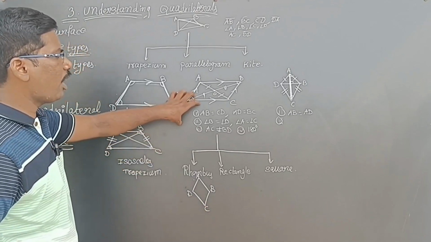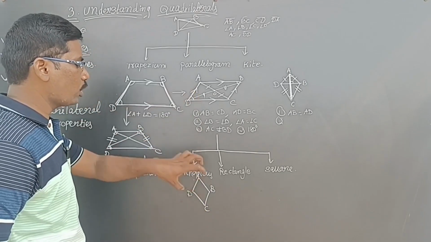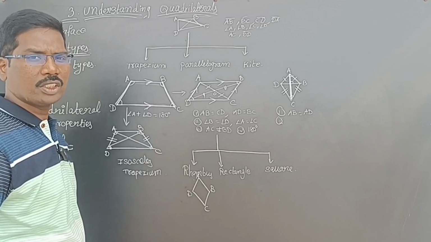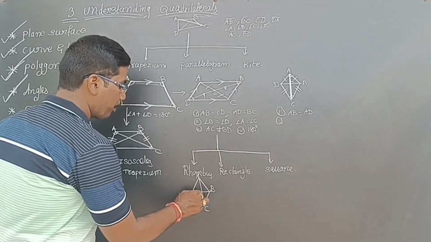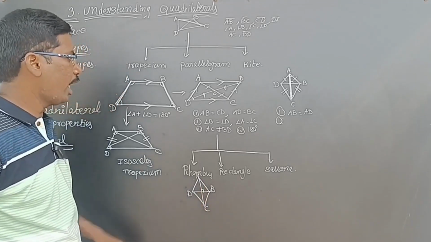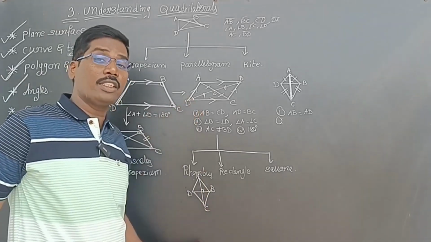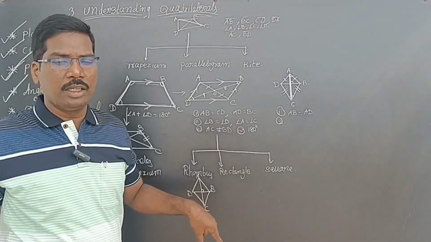What are the properties of a parallelogram? The same things, the rhombus will also satisfy. But the extra property is that all sides are equal. In a parallelogram, diagonals are only bisecting, but here the diagonals are perpendicularly bisecting.